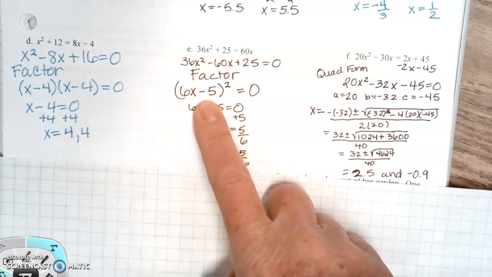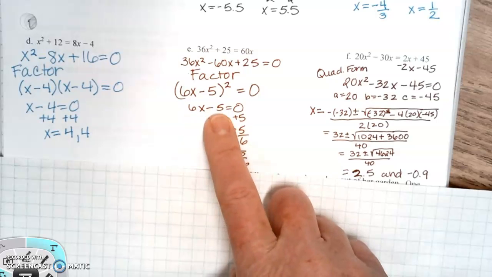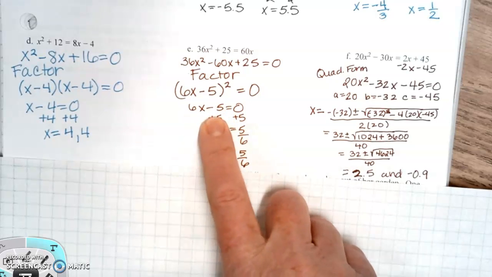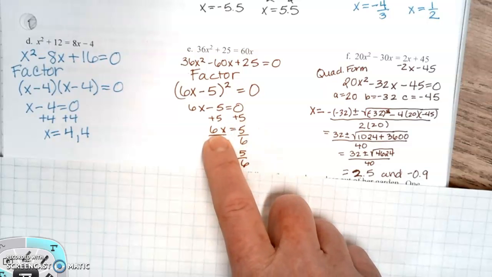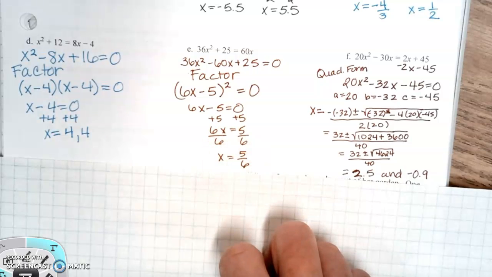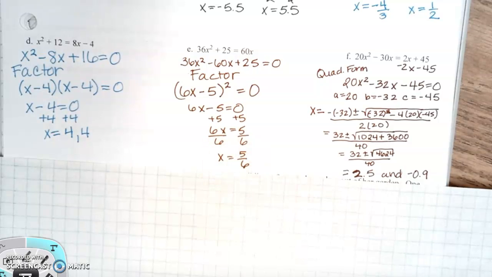So I'm going to take that factor of 6x minus 5 and solve. The inverse operation of subtracting 5 is to add 5 to both sides. And then the inverse operation of multiplying by 6 is dividing by 6. That would give me a weird decimal, so I just left it as a fraction. But we would get that same answer again if we did it with the other factor, okay?